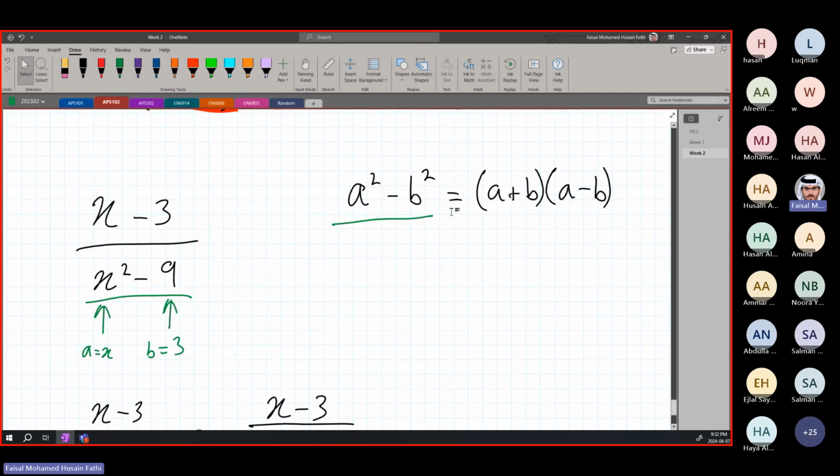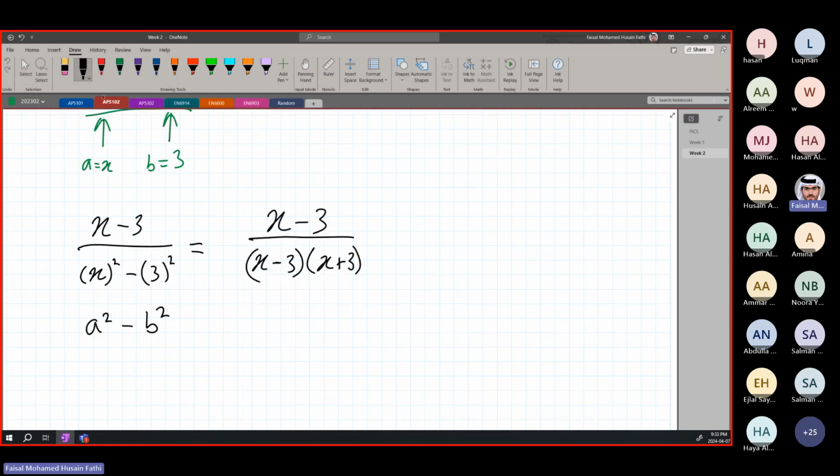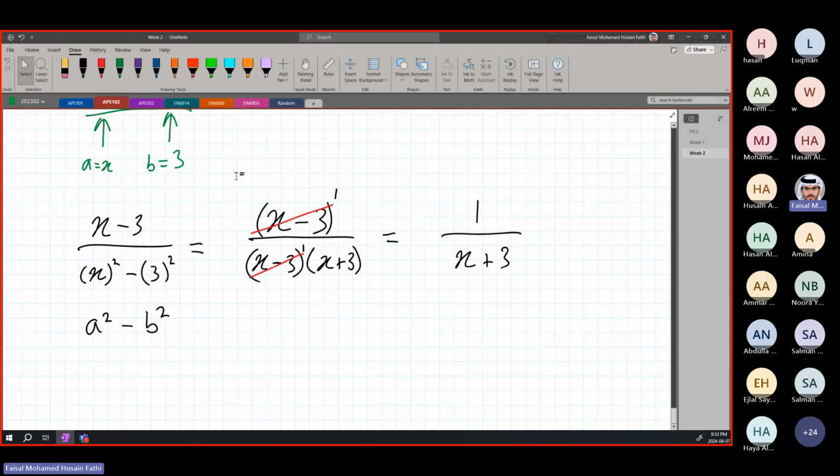Again, you need to memorize this form. You need to understand this form so you can apply it here directly. If you notice here, x minus 3 and x minus 3 will cancel. Why? The same idea I said earlier. So this is power 1, this is power 1. Okay? When you have the same power, you can directly cancel these two. So we'll be left with 1 over x plus 3 as the answer.